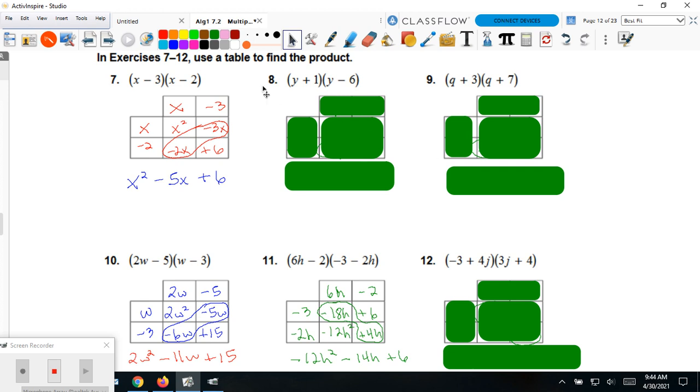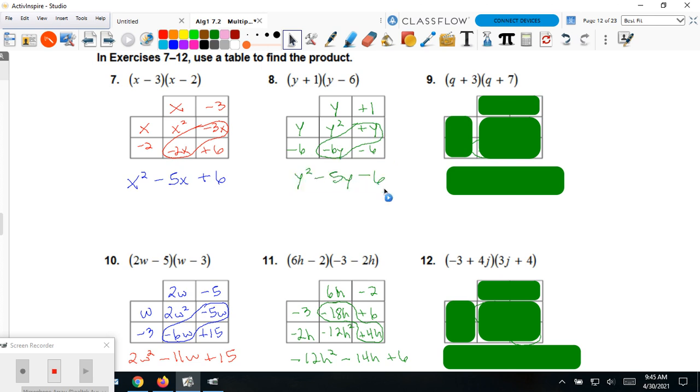Okay, so hopefully you have an answer for 8, 9, and 12. For 8, we have our y plus 1. Like I said, I usually like to put the plus with the 1 if it's a positive. You have to put the negative when it's negative, but you don't have to put the positive sign. I like to put it though. Y minus 6 over here on the side, and then what we're going to be multiplying here, you can see there's a y squared. You're getting a y in this one here. You're getting negative 6y for this one, and then negative 6 for the last one. You're going to combine the y's together, and so your answer should be y squared minus 5y minus 6.